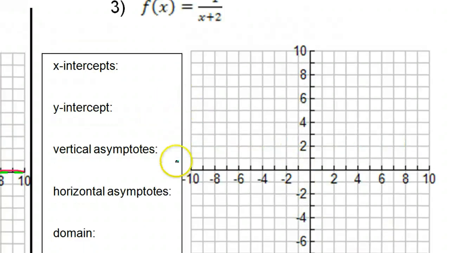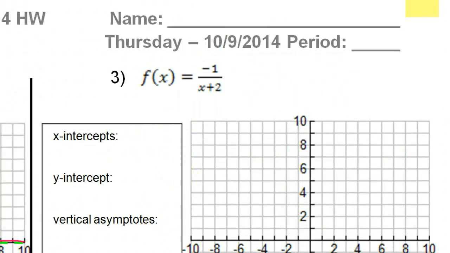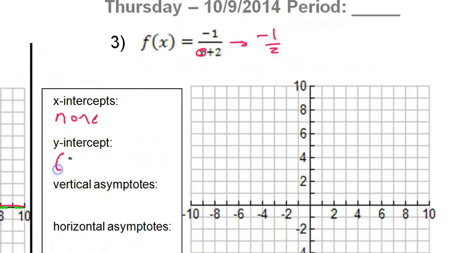Okay, so x-intercepts. Again, just like last time, there won't be any x-intercepts. None. Normally we get the x-intercepts by setting the numerator equal to 0, but -1 cannot equal 0. So none. Y-intercept. We get the y-intercept by letting x be 0. If I let x be 0, then this becomes -1 over 2. That's why the y-intercept is going to be (0, -1/2). Always express the y-intercept as an ordered pair.